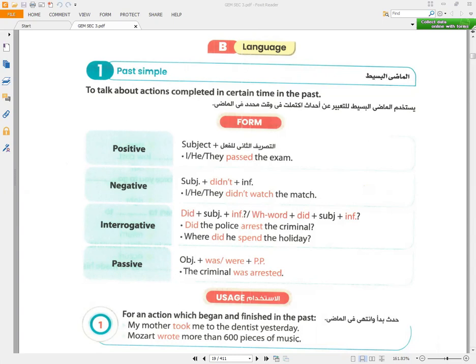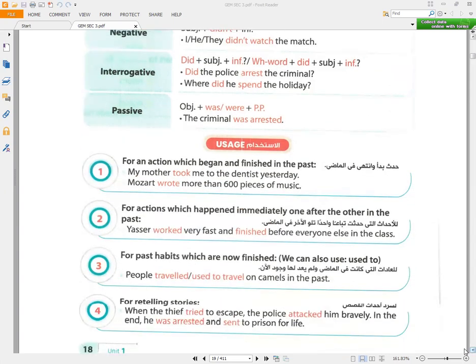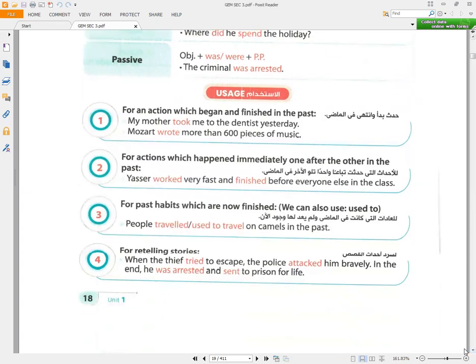But this is what I want you to focus on, the usage. We have four main usages for past simple. Number one, something began and ended in the past, or an action which began and finished in the past, as in: my mother took me to the dentist yesterday. Mozart wrote more than 600 pieces of music.